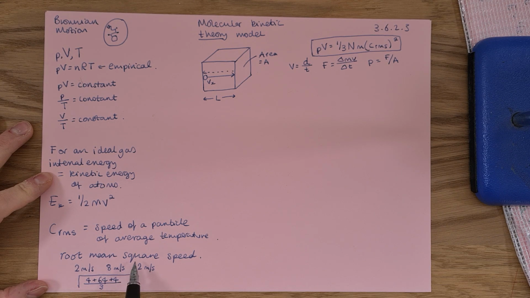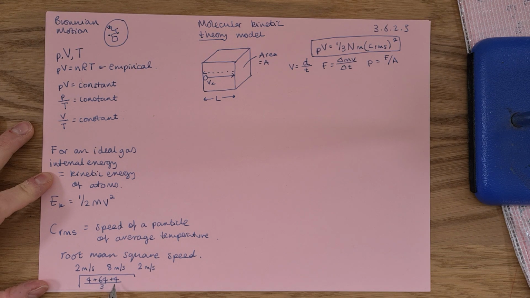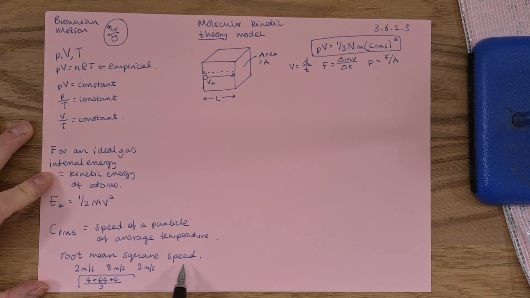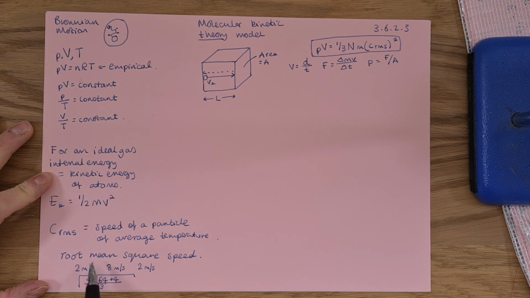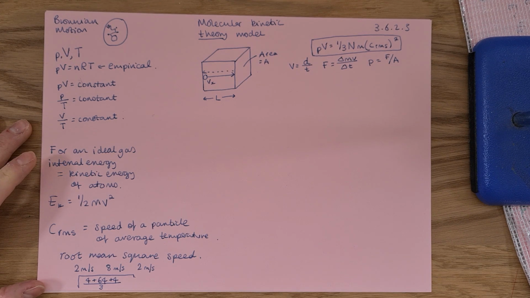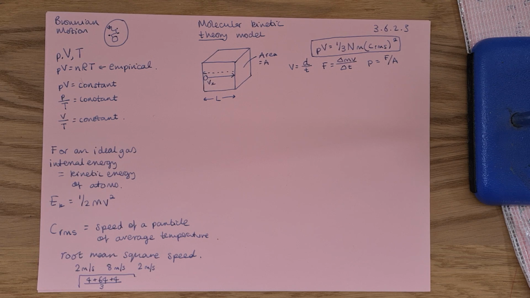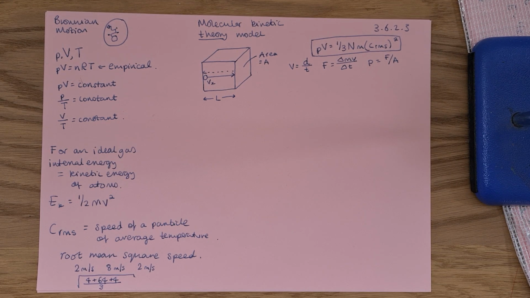First of all, you square the speeds, so you get 4 plus 64 plus 4, if these are your original speeds. Then you find the mean of the square speeds, so you divide that value by 3, because there were 3 of them, and that's the mean, and then you root it. And that gives you the root mean square speed, and like I say, it's the speed of a particle of average temperature.